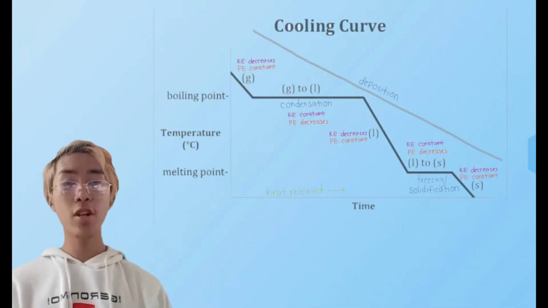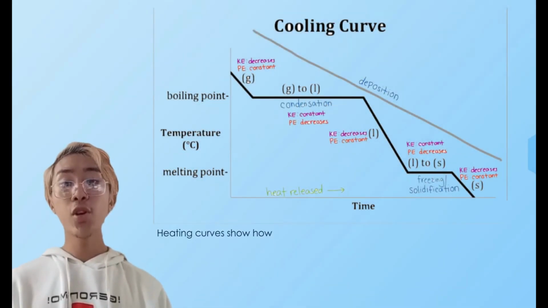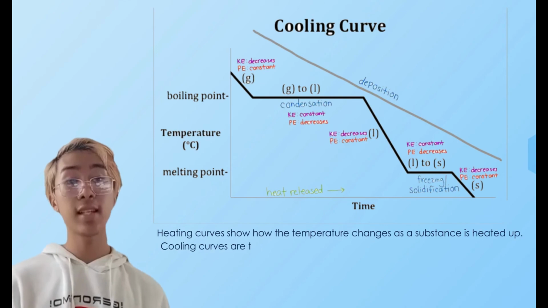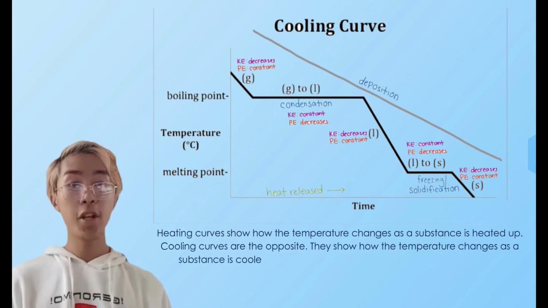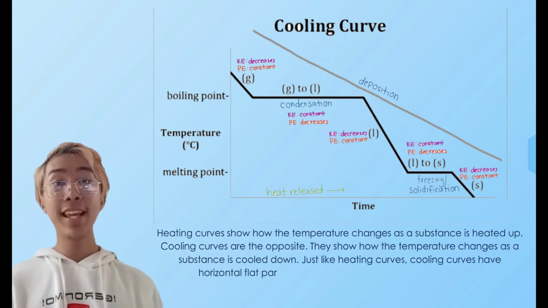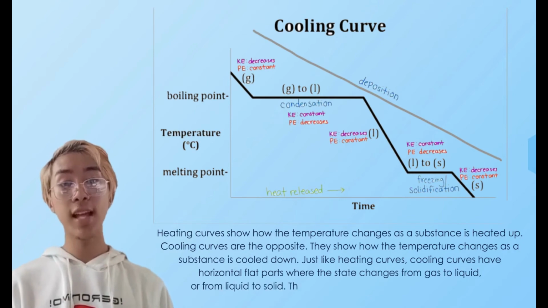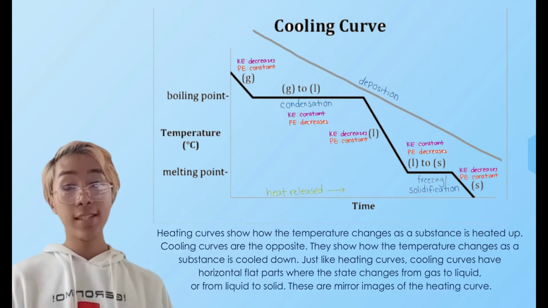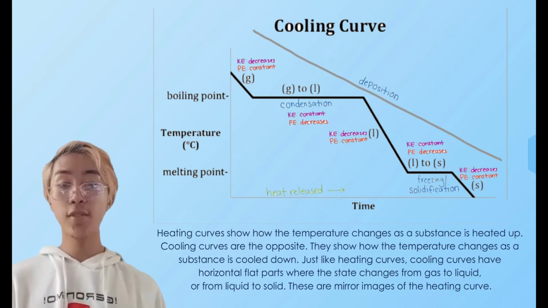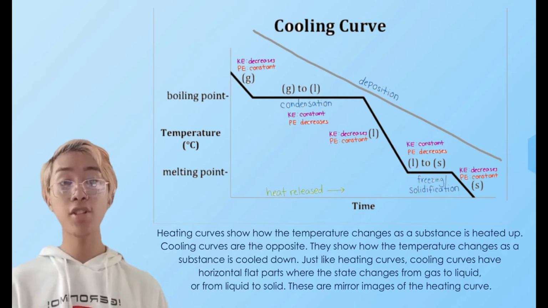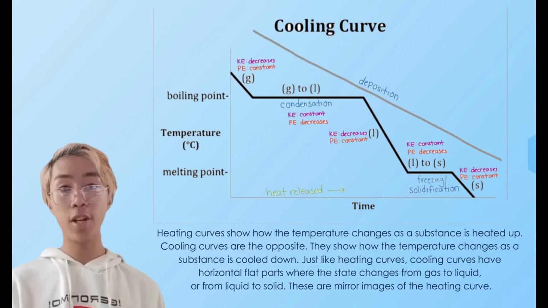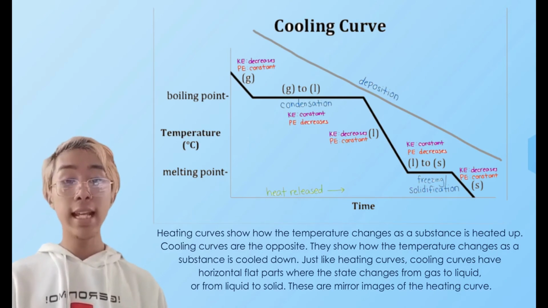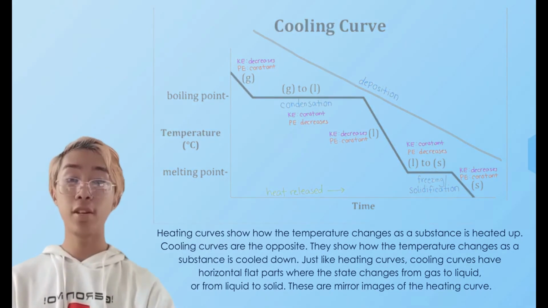Now defining cooling curves. Heating curves show how the temperature changes as a substance is heated up. Cooling curves are the opposite. They show how the temperature changes as a substance is cooled down. Just like heating curves, cooling curves have horizontal flat parts where the state changes from gas to liquid or from liquid to solid. These are mirror images of heating curves.